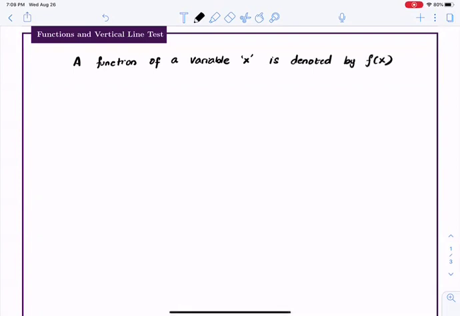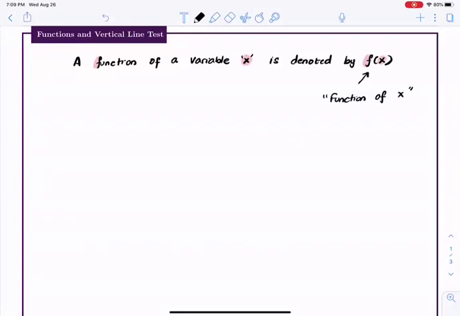A function of a variable x is denoted by f of x. So where does that f come from? The f comes from function and x. So we have f of x. The parentheses simply means "of". So that notation is function of x.